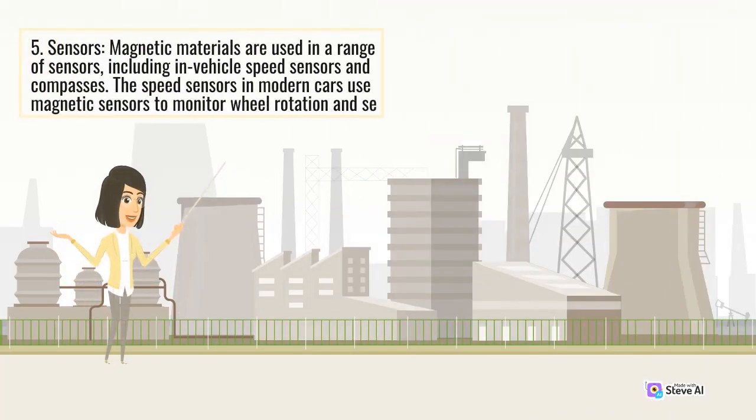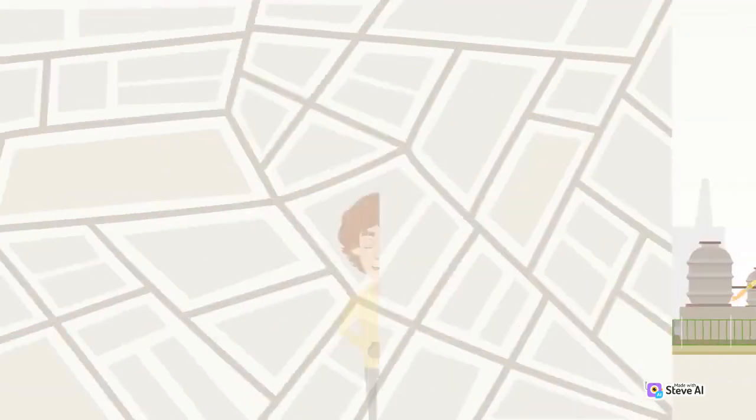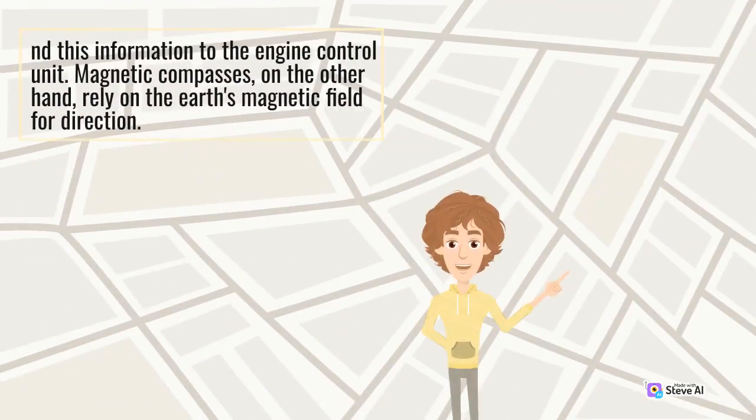5. Sensors. Magnetic materials are used in a range of sensors, including in vehicle speed sensors and compasses. The speed sensors in modern cars use magnetic sensors to monitor wheel rotation and send this information to the engine control unit. Magnetic compasses, on the other hand, rely on the Earth's magnetic field for direction.